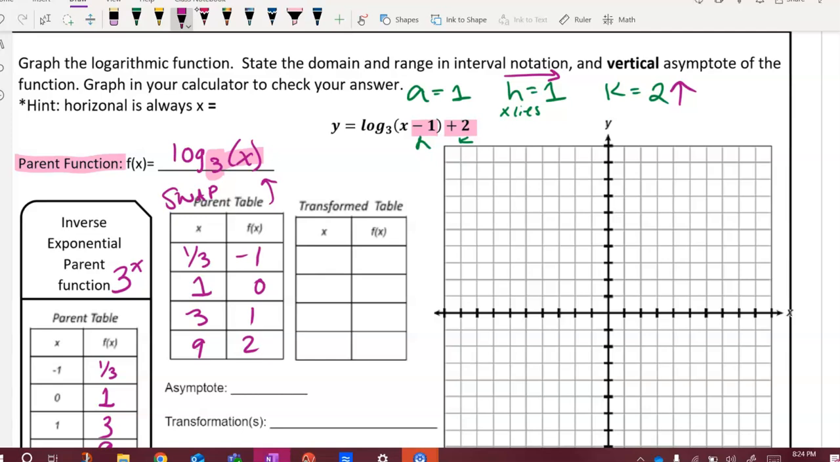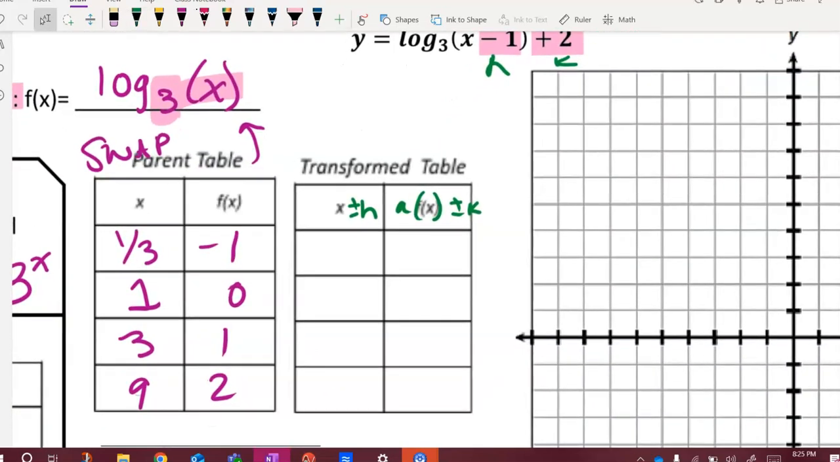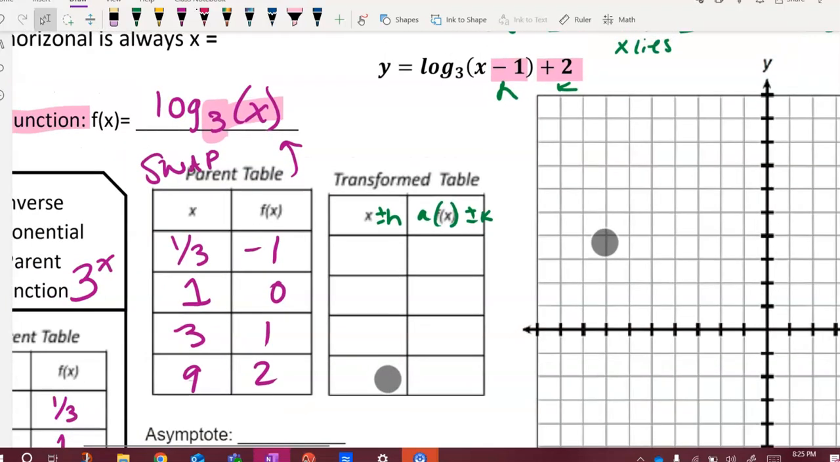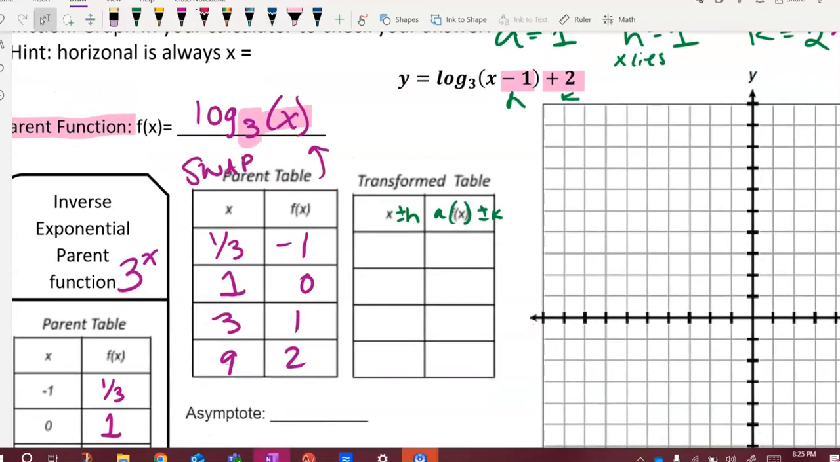Now, again, our transform table, we're going to take these x values that we just found. We're going to add or subtract h. Y gets multiplied by a and add or subtract k. This works for all graphs, no matter what kind of graph you're using. You can identify a, h, and k. You can take your original parent table points and do this little plus or minus h, and then the same thing with the f of x to find your new points.